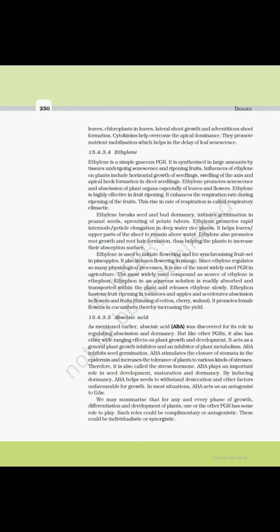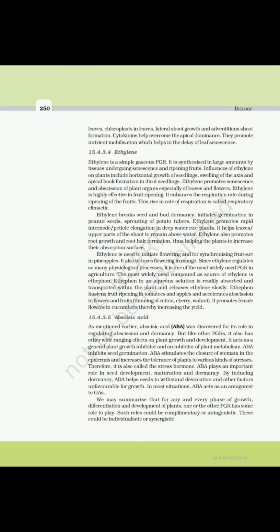Ethylene breaks seed and bud dormancy, initiates germination in peanut seeds, sprouting of potato tubers. Ethylene promotes rapid internode petiole elongation in deep water rice plants. It helps leaves, upper parts of the shoot to remain above water. Ethylene also promotes root growth and root hair formation, thus helping the plants to increase their absorption surface. Ethylene is used to initiate flowering and for synchronizing fruit set in pineapples. It also induces flowering in mango. Since ethylene regulates so many physiological processes, it is one of the most widely used PGR in agriculture.